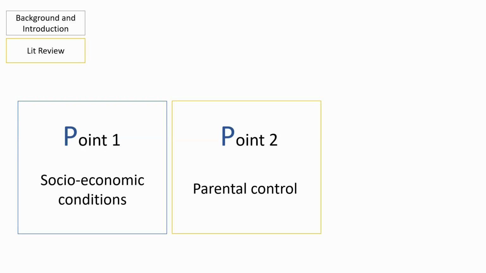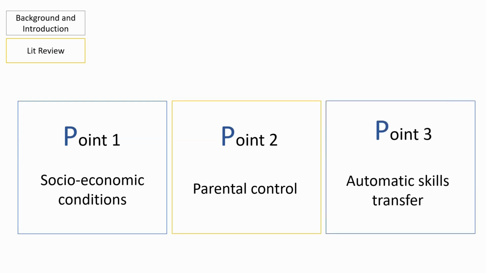Our third point is that there is no guarantee that the skills that students learn from using technology at home is transferable to a school setting. For instance, if a kid uses the internet to find a video of a cat playing a piano, it does not necessarily mean that they can automatically use the internet to find literature on a school-related topic.